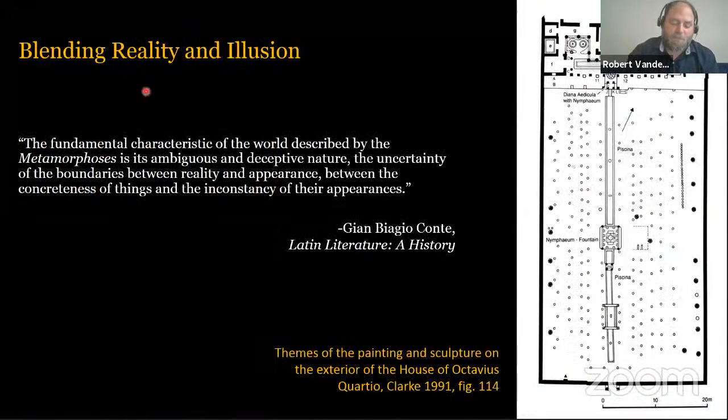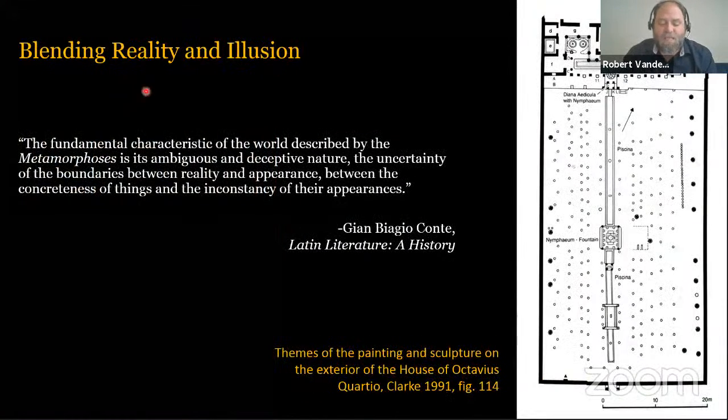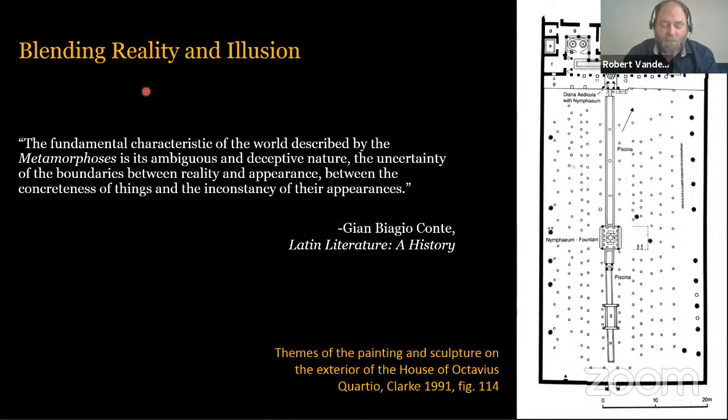This tension between reality and illusion is a key aspect of Ovid's program within the Metamorphoses. As John Biagio Conte notes, the fundamental characteristic of the world described by the Metamorphoses is its ambiguous and deceptive nature, the uncertainty of the realities between boundary and appearance, between the concreteness of things and the inconsistency of their appearance.